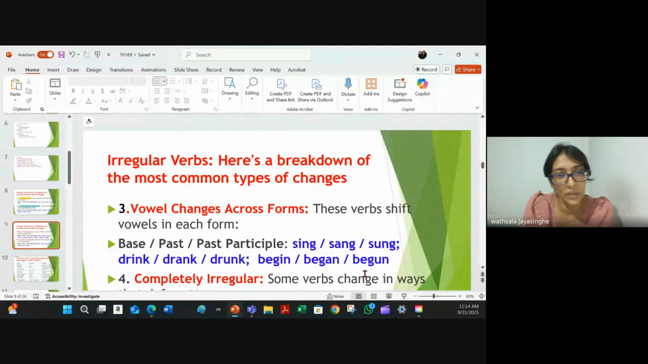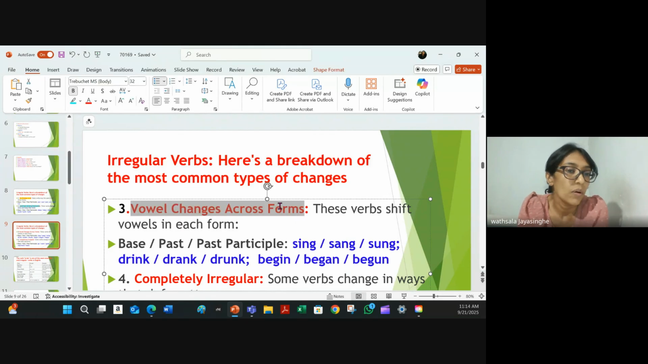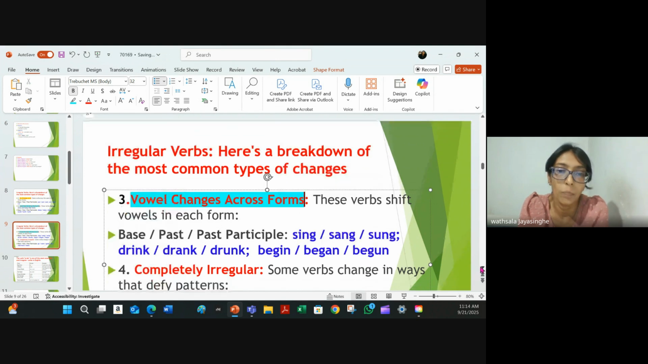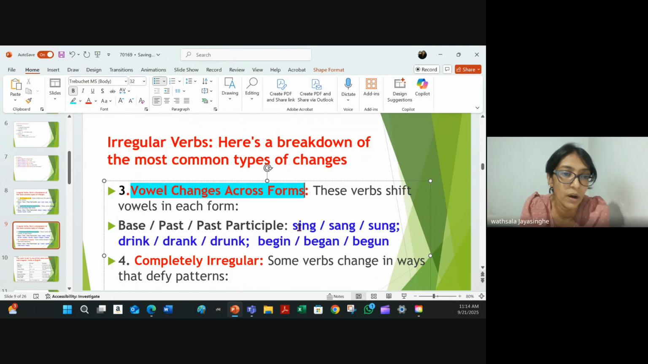In irregular verbs, here is a breakdown of the most common types of changes. Third one, vowel changes across forms. These verbs shift vowels in each form: base, past, and past participle. Sing, sang, sung. Drink, drank, drunk for the past participle. And begin, began, begun.